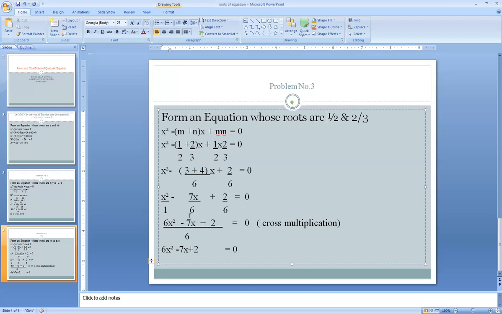Now we have to take LCM for all the three numbers 1, 6 and 6. The LCM will be 6. 1 6 are 6, 6 into x square is 6x square, 6 1s are 6, 1 into 7x is minus 7x, 6 1s are 6, 1 into 2 is plus 2 equals 0. So when we cross multiply, this 6 into 0 is getting cancelled. Therefore, the equation remaining is only 6x square minus 7x plus 2 equals 0. So this is how, when the roots of the equation are given, we form the equation. Thank you.